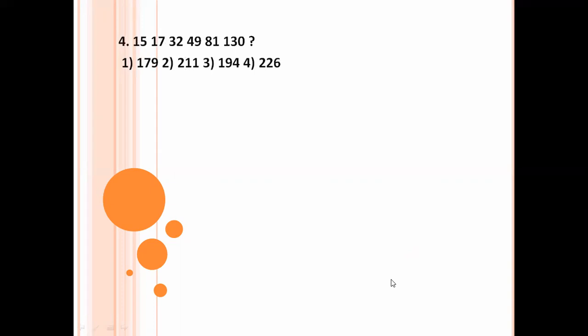Next. Observe the series 15, 17, 32, 49, 81, 130. The difference is less. One more thing to observe: 15 plus 17 is 32, we add these two. 17 plus 32 is 49. So we add the previous two values to get the next value. 32 plus 49 is 81. 49 plus 81 is 130. 81 plus 130 is 211. Option number 2 is the right answer.